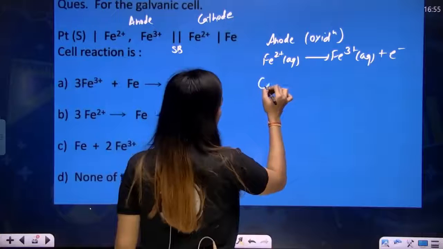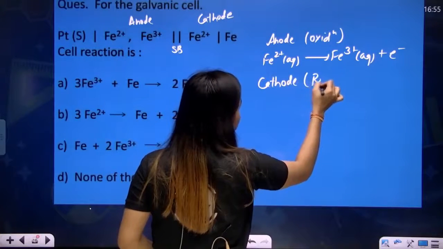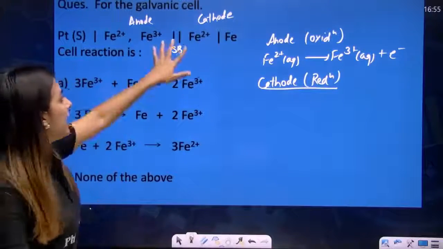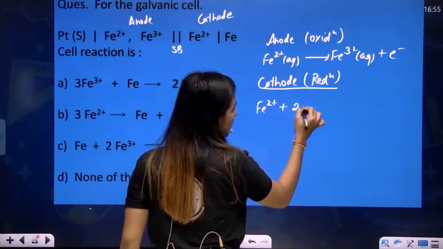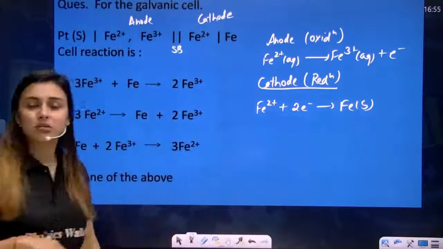Let's talk about cathode. Cathode is reduction. At cathode, reduction takes place. I have this species here. So definitely Fe2 plus might have gained 2 electrons and given me Fe solid. So this is how the reduction reaction takes place.